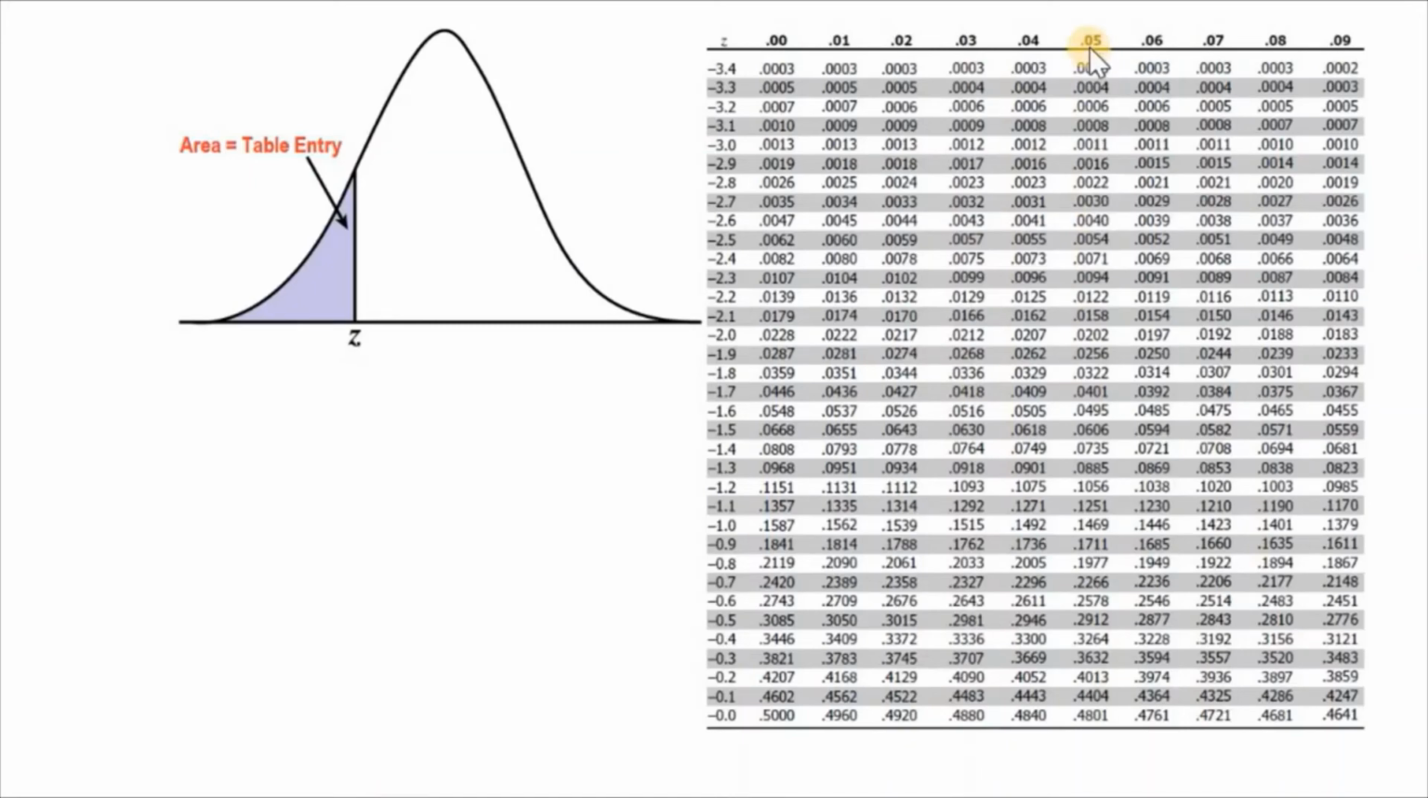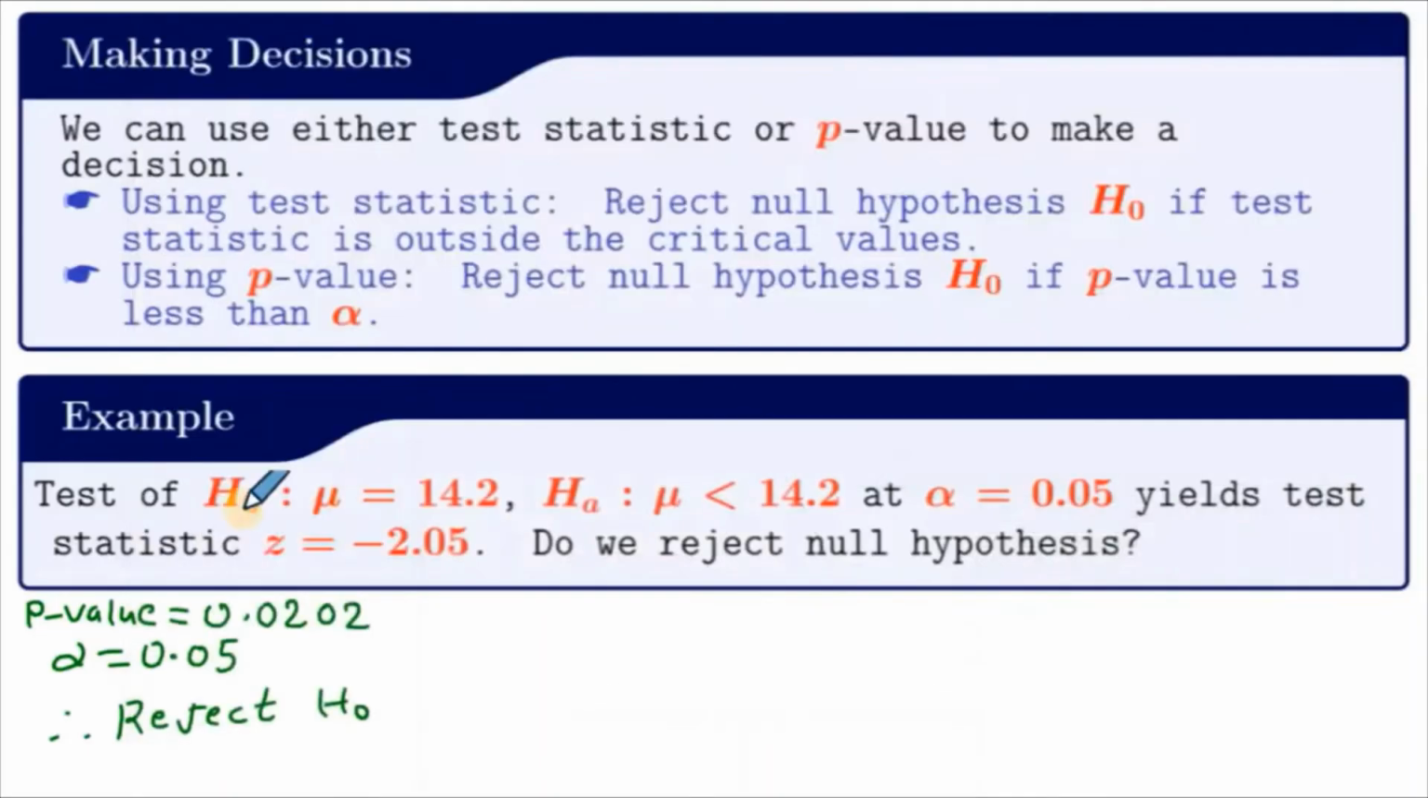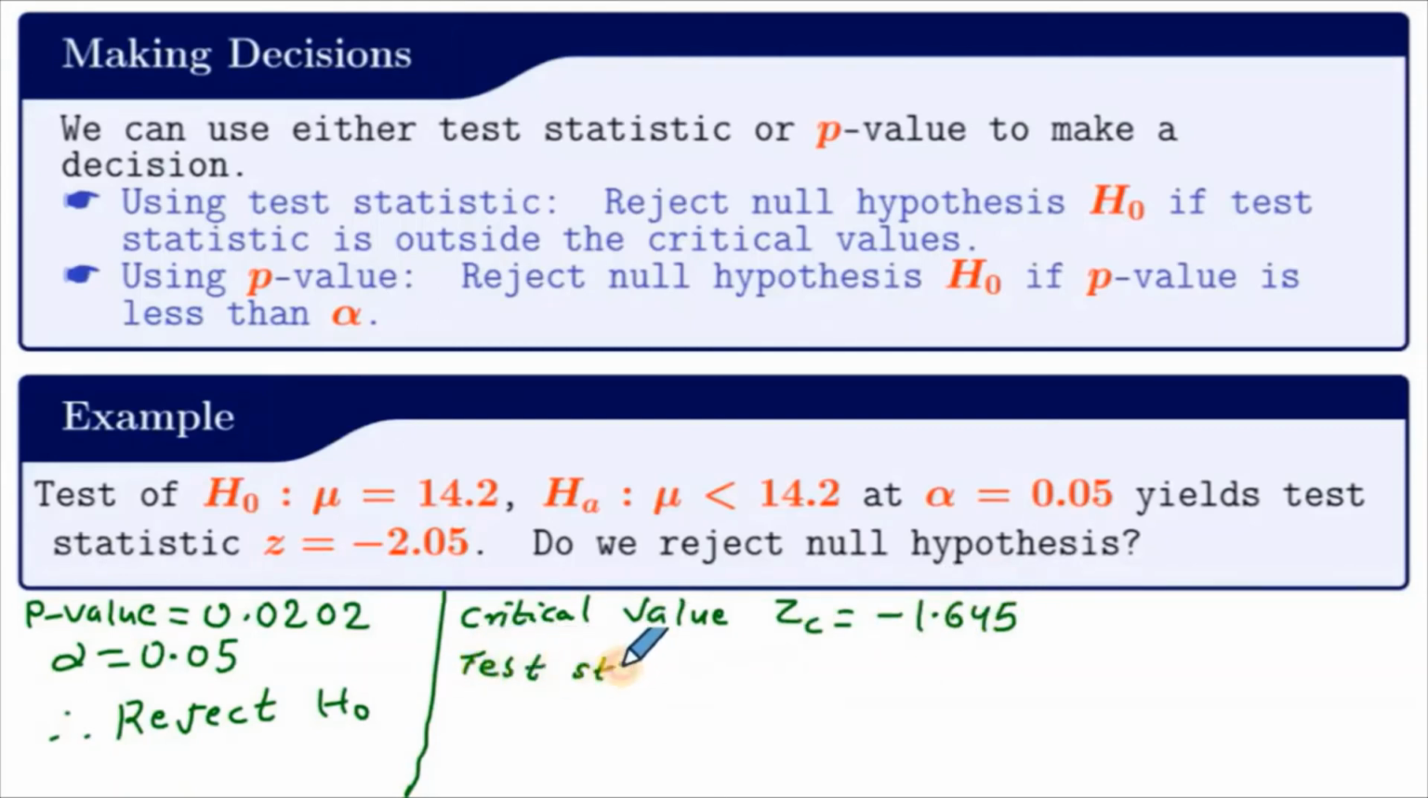Therefore, critical value is, let me write that down over here. So therefore, critical value is negative 1.645. And test statistics is negative 2.05. So now let me draw a diagram here.